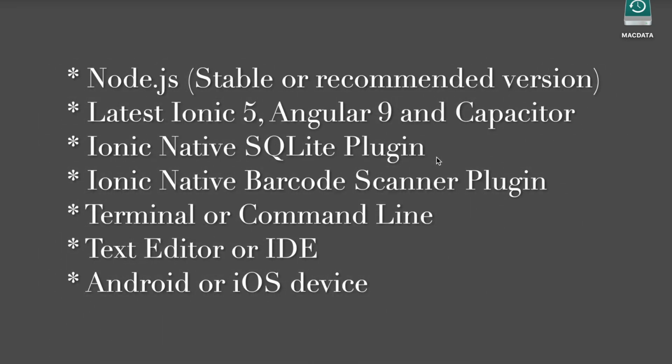The following tools, frameworks, plugins, and libraries are required for this tutorial. Node.js, stable or recommended version. Latest Ionic 5, Angular 9, and Capacitor. Ionic Native SQLite plugin. Ionic Native Barcode Scanner plugin. Terminal or command line. Text editor or IDE. Android or iOS devices. Android Studio and Xcode.